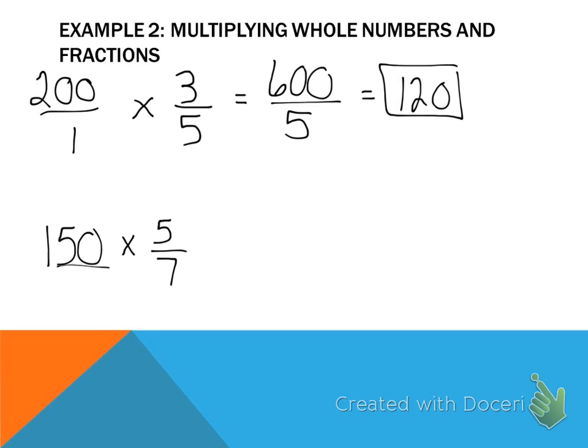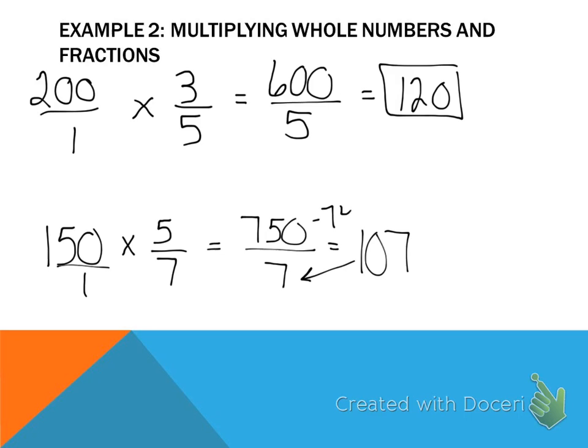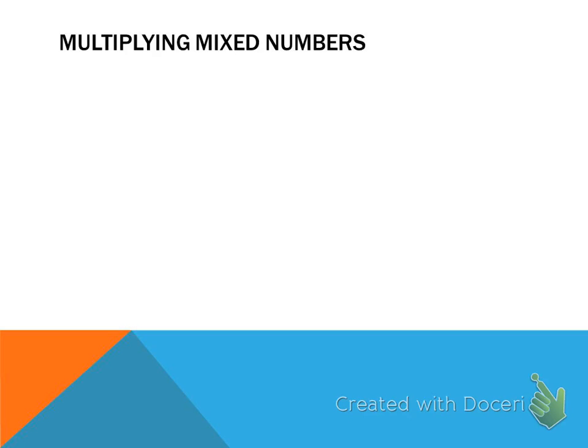All right, now I want you to go ahead and solve this one. 150 times 5/7. Okay, so 150/1, can't cross-reduce. It's just going to be 750/7. And then 7 goes into 750 107 times. I multiply them to see how many is left over. And it's 107 1/7. Who got it right? Okay, awesome. Good job.